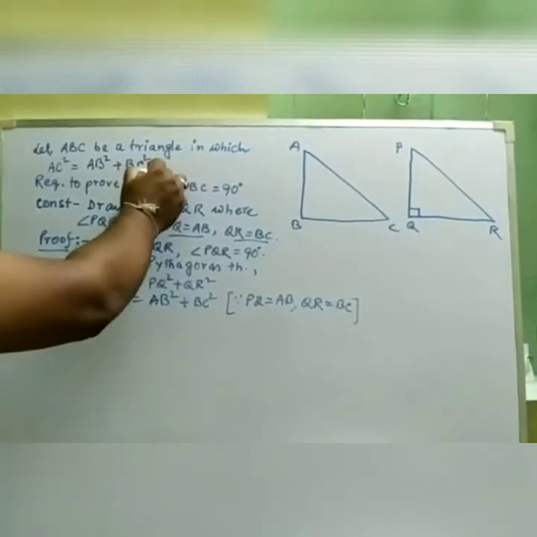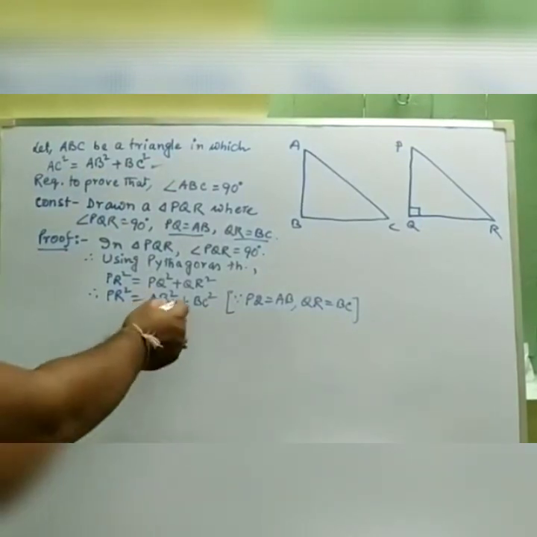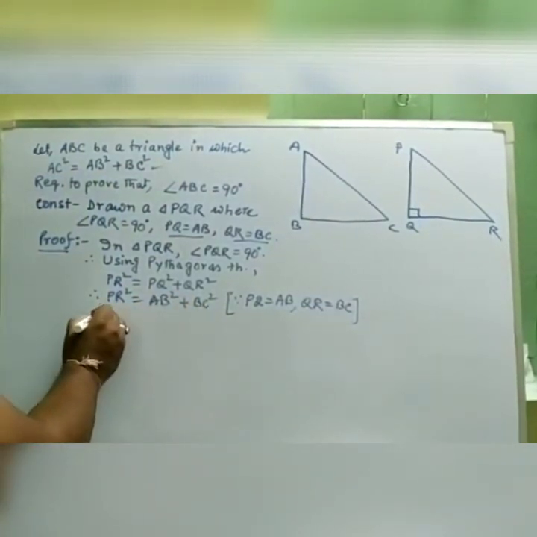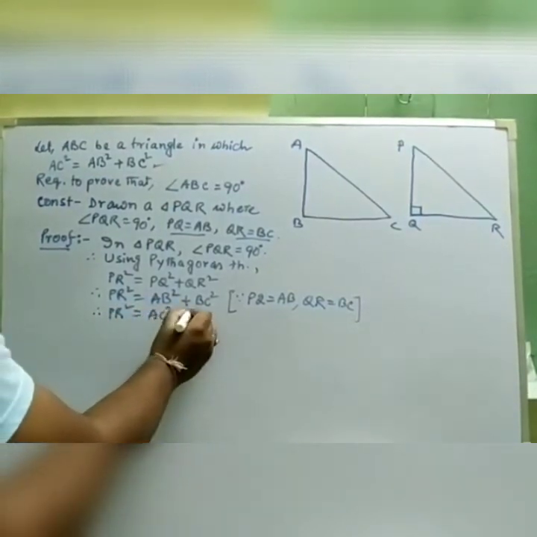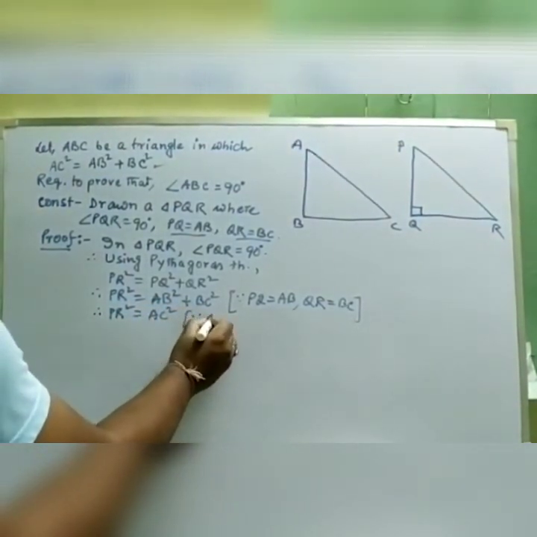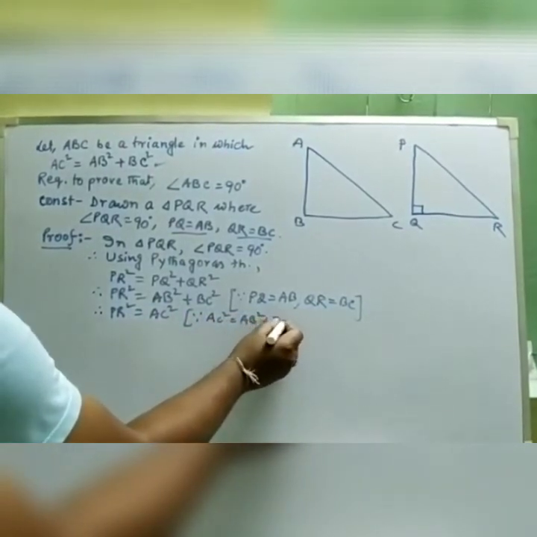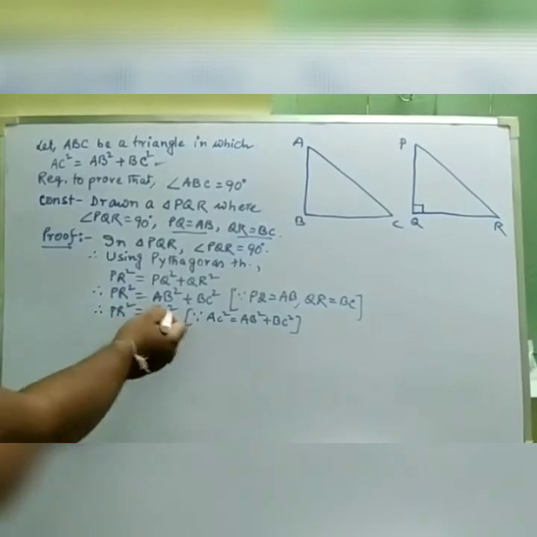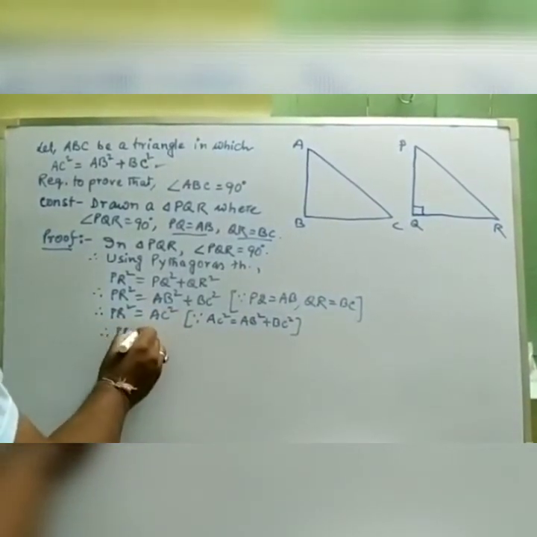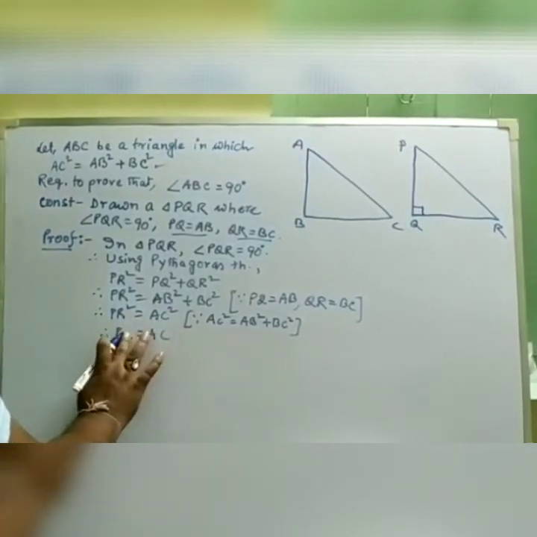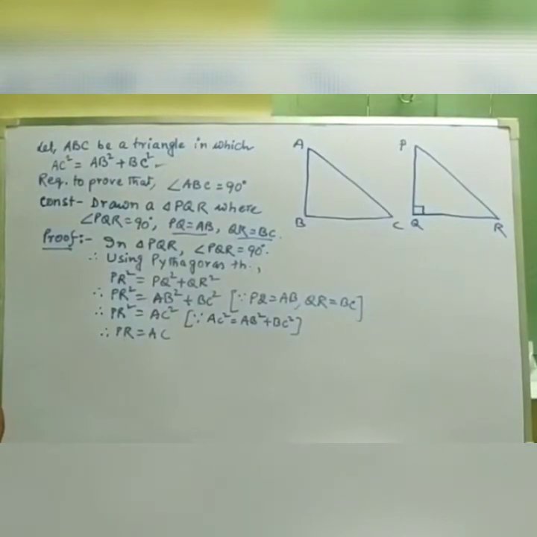And go to the given condition, you have AB square plus BC square equal to AC square. So in place of AB square plus BC square, we can write AC square. So PR square equals AC square. Why is it? Since AC square equals AB square plus BC square. So PR square equals AC square, and that will give PR equals AC. Okay, so we got PR equals AC.